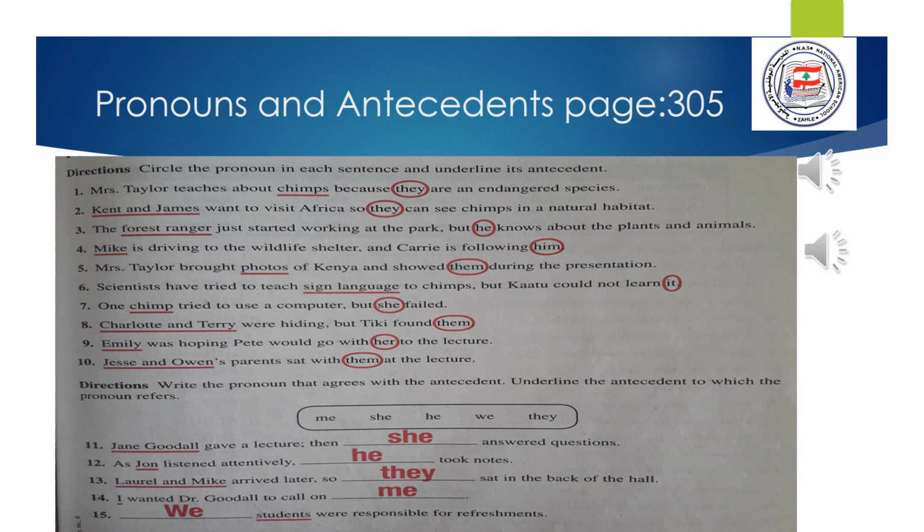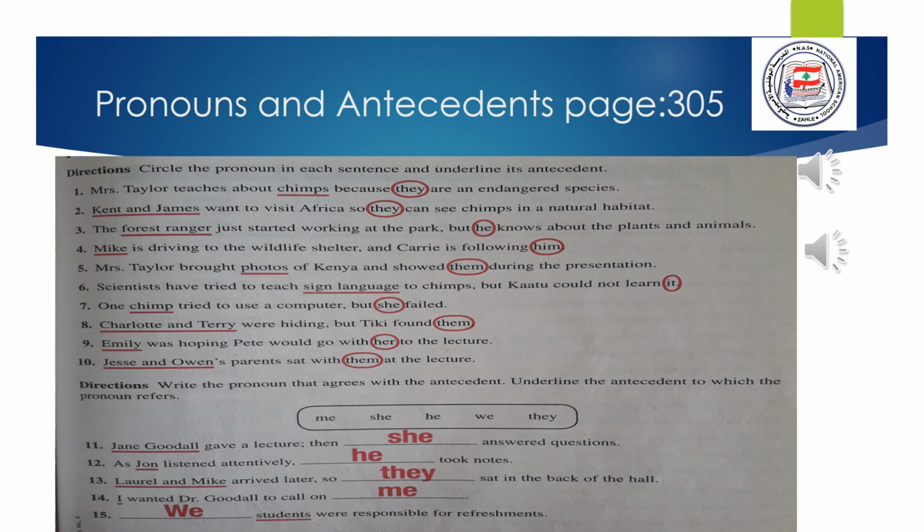6. Scientists have tried to teach sign language to chimps, but Katu could not learn it. It refers to sign language. 7. One chimp tried to use a computer, but she failed. She refers to the chimp, and that chimp is a female chimp. 8. Charlotte and Terry were hiding, but Tiki found them. Them refers to Charlotte and Terry.